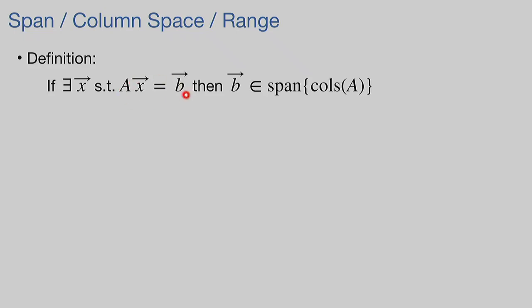If there is x that satisfies this, which means that there is a solution, then this vector b is within the span of the columns of A. That's cool. So that means that b has to be a linear combination of the columns. Well, we're going to talk about it in a second when that maybe isn't true.